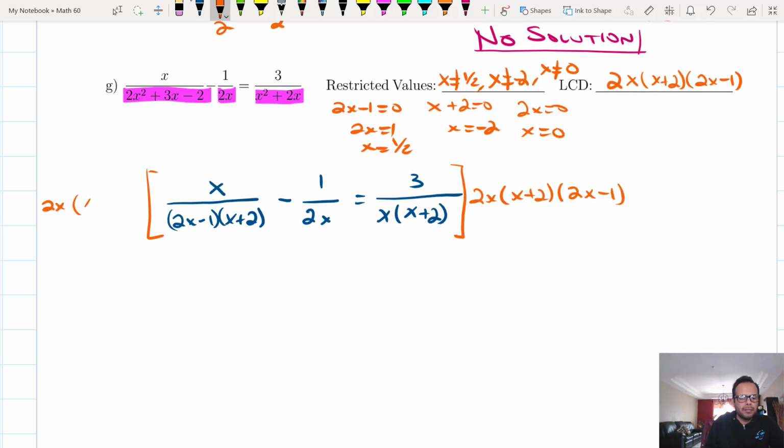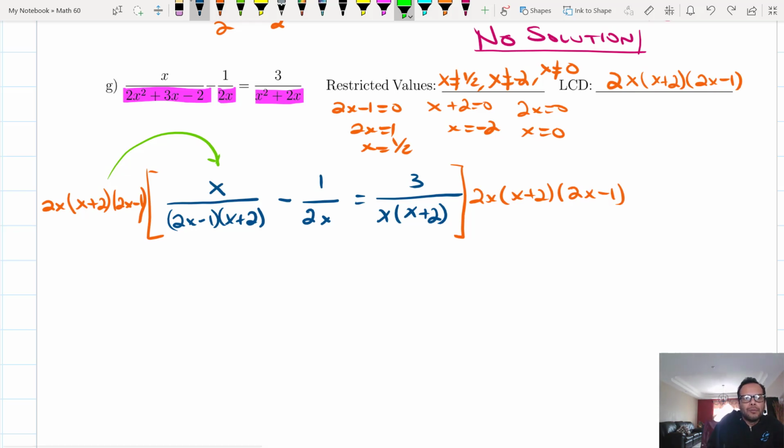2x times x plus 2 times 2x minus 1. Okay, so the next step will be to distribute the LCD over every single term. I'm going to keep the same color as usual. I'm multiplying the quantity 2x times x plus 2 times 2x minus 1 by x. Do not attempt to distribute anything. Keep it in factor form, because otherwise we wouldn't be able to divide out common factors.